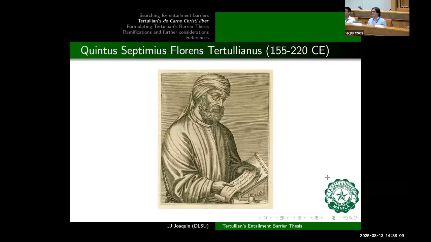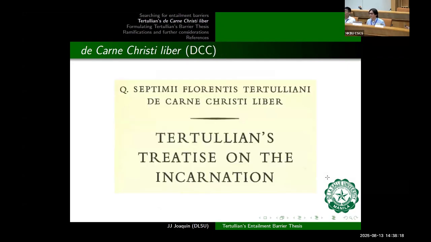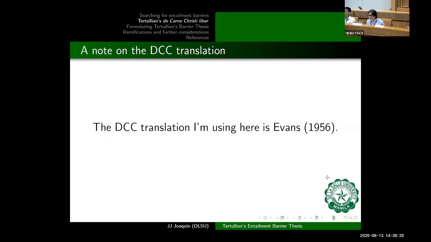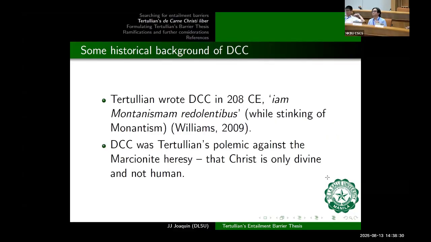You know him, I know him as the first century philosopher slash theologian, doctor of the church, and he's famous for his views about the incarnation. Here's the book that I'm looking at. The translation I'm using is the Evans translation of 1956. Just some background: Tertullian wrote De Carne in 208, while he's thinking of monism.